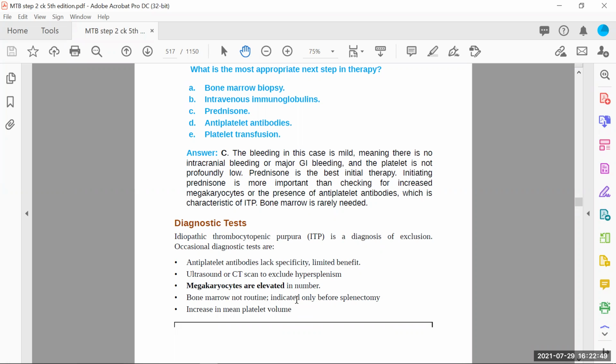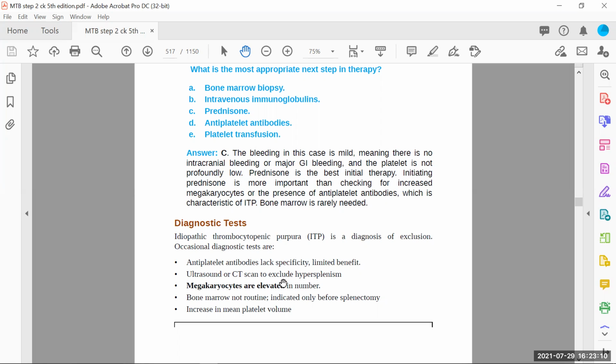Are you getting me? So here, how are we going to diagnose these patients? Idiopathic thrombocytopenic purpura is a diagnosis. Yes, so it's a diagnosis of exclusion. First, we exclude any other thing, and then you can think about it. Now, antiplatelet antibodies lack specificity, with limited benefit. So, of course, it's not in here. We will not see any kind of antigen antibody reaction.